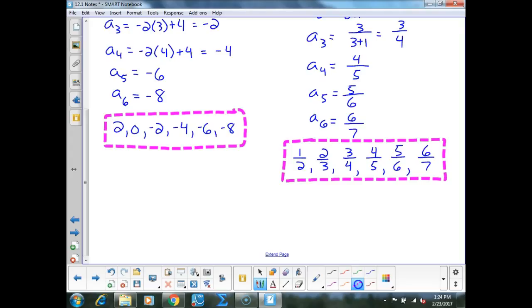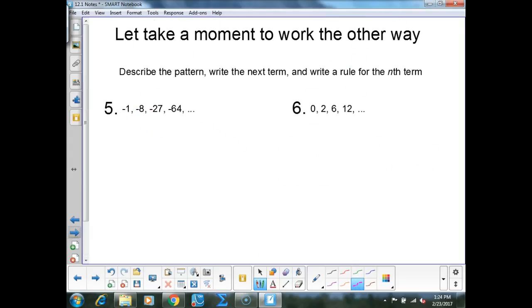Okay. Those are sequences. Now, let's take a moment. I'll give you the sequence. Let's take a moment to work ourselves backwards.